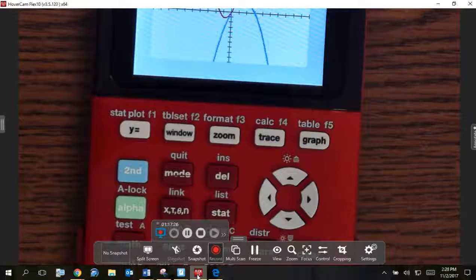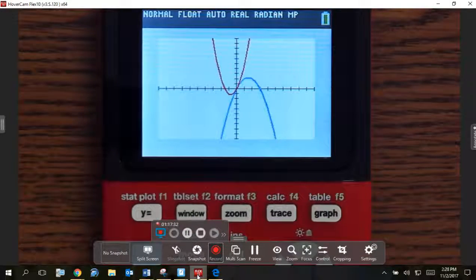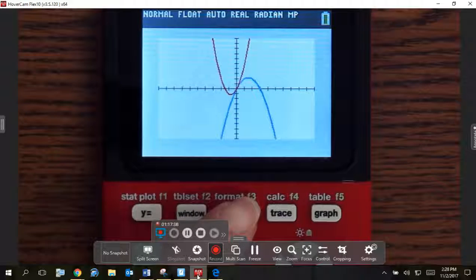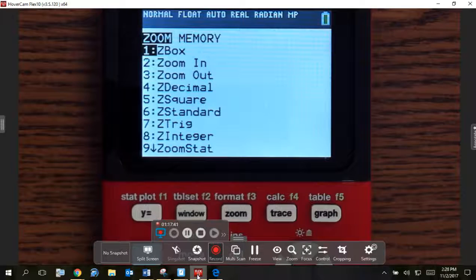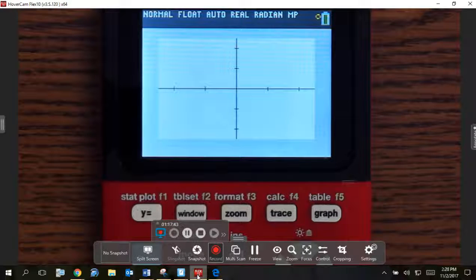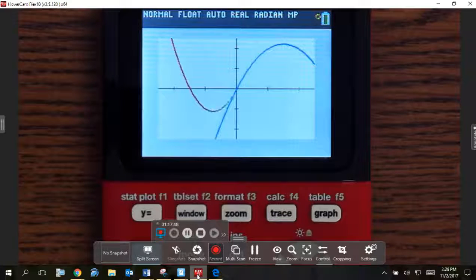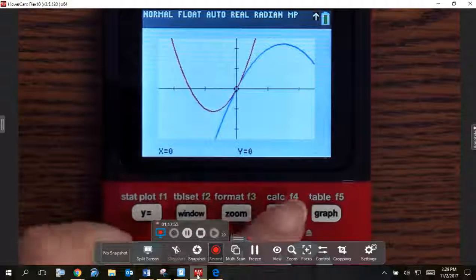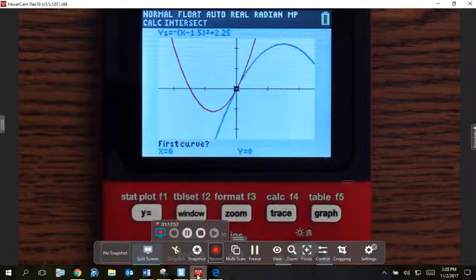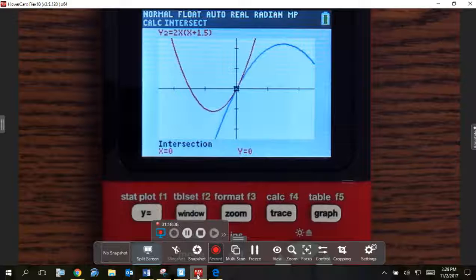So when I graph it, it's, oops, off the screen. When I graph it, it's kind of hard for me to tell how many solutions there are. So if you wanted to zoom in, you could do zoom 2, which is zoom in, and then you have to hit enter, so it actually does the zoom. And then it'll regraph them closer. Oh no, it looks like it only crosses once to me. So let's find where. So we do second trace, intersect, first curve, second curve, guess. It told me my intersection is 0, 0.